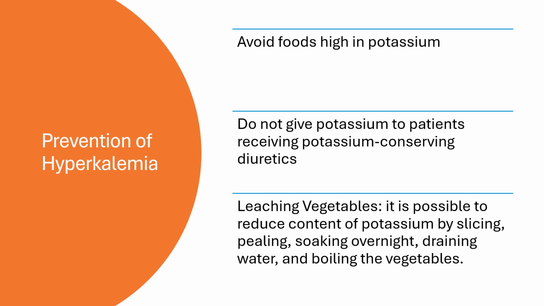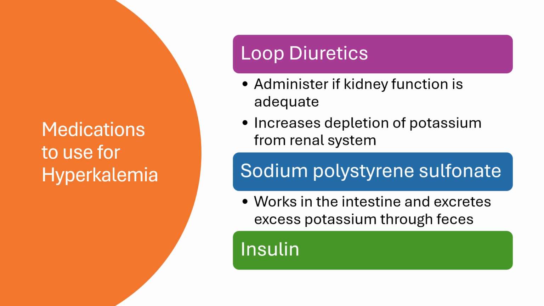So some of my medications for hyperkalemia might be a loop diuretic. So if my kidney function is fine, I can give that to them and it increases the depletion of potassium. Sodium polystyrene sulfate works in the intestines and excretes excess potassium through feces, as well as insulin. So all of these, I can either lose it through my urine, lose it through my bowel, or I'm going to open up the cells and move some of that potassium into the cells.